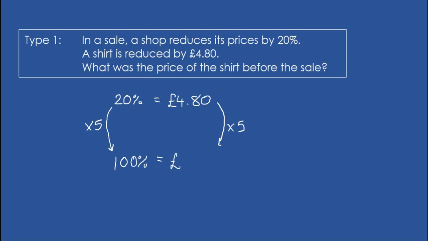So if we times £4.80 by 5, we're going to get £24. So £24 was the original price of the shirt. And you can always check a reverse percentage problem by actually reducing it by 20%. So 10% of that would be £2.40. 20% would be £4.80, so that works.